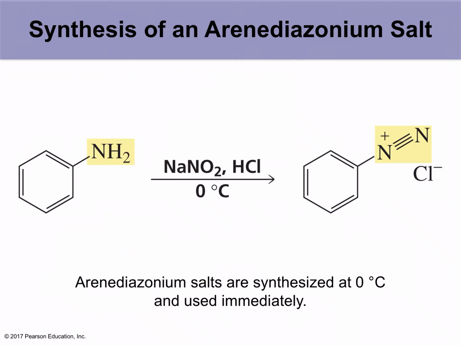Okay, how do we synthesize this? Normally diazonium salt is synthesized using aniline. Aniline is this molecule that you are looking at, benzene with the NH2 group. We use these reagents, sodium nitrite and hydrochloric acid, together at 0 degrees Celsius. So when you mix aniline with these reagents, you can form the diazonium salt. And then as soon as it's been formed, you have to use it immediately, otherwise it can break down.